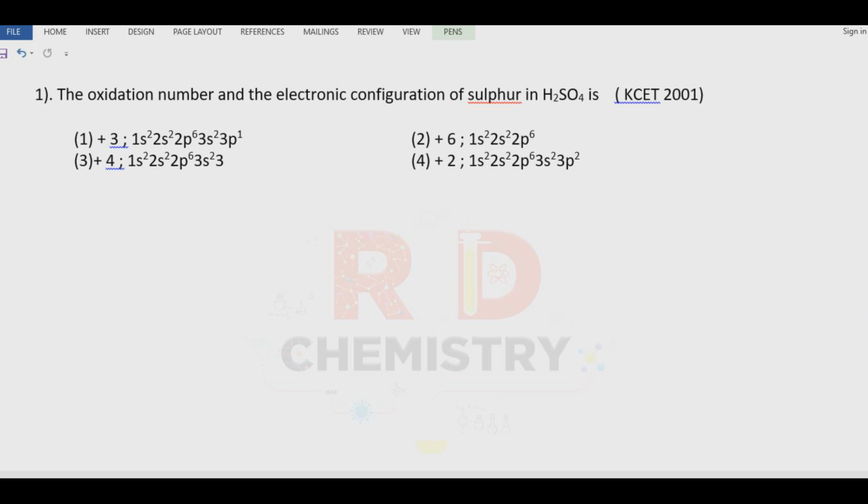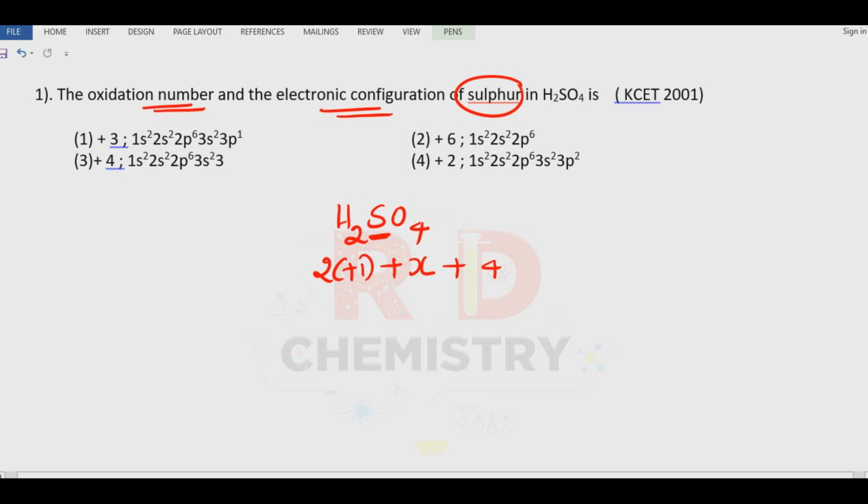Question number 1. Oxidation number and the electronic configuration of sulfur in H2SO4. Okay, H2SO4, sulfur you have to calculate. 2 into hydrogen, which is always +1, plus sulfur, let it be x, plus 4 into oxygen, which is always -2, the common state, equals 0. So x is equal to +6. Only one option is available with +6, correct?